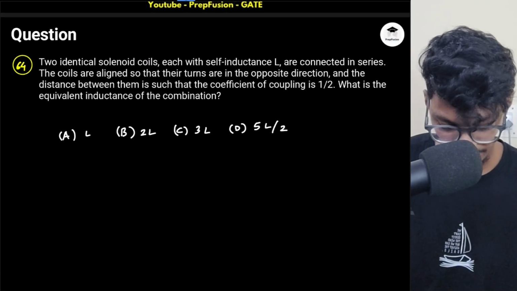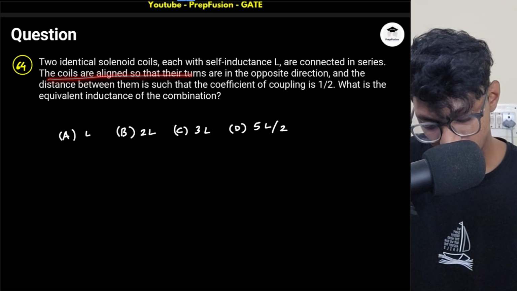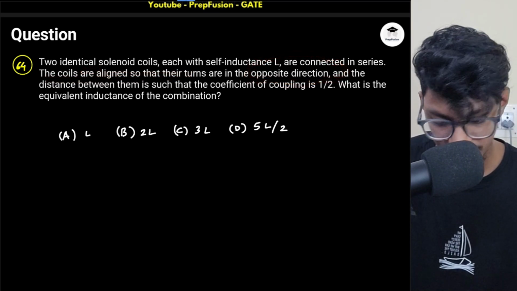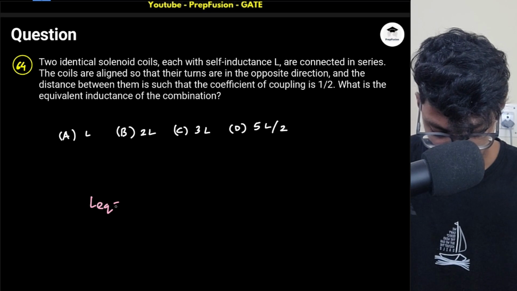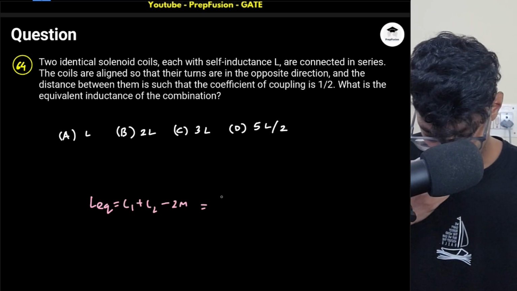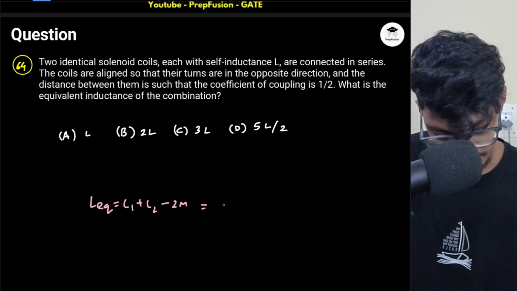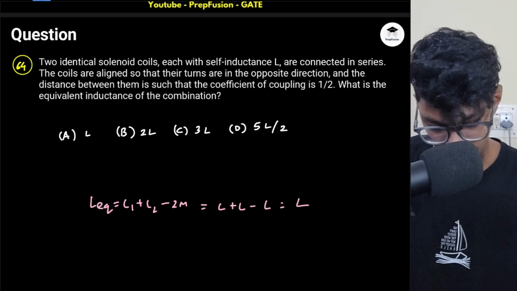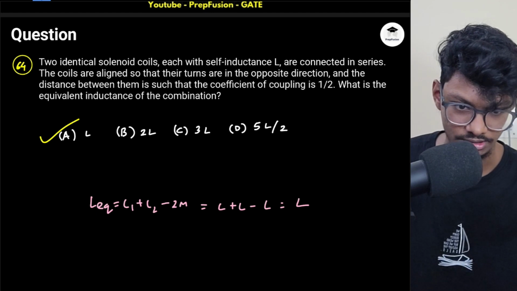This also is a basic type question. The question is the same, but here they are in the opposite direction. If they are in the opposite direction, L equivalent will be L1 plus L2 minus 2M. So M is L by 2. I have derived that in the previous question. So it will be L plus L minus L, so it will be simply L. So option A will be correct in this case, right?